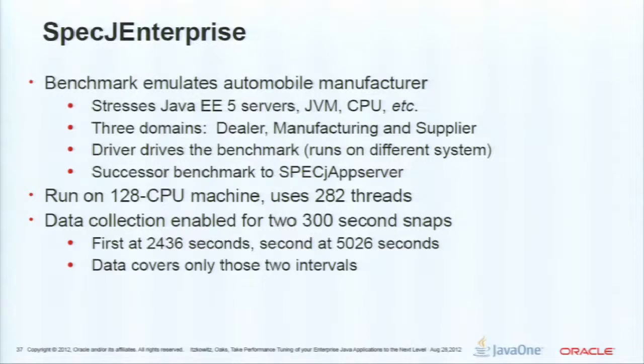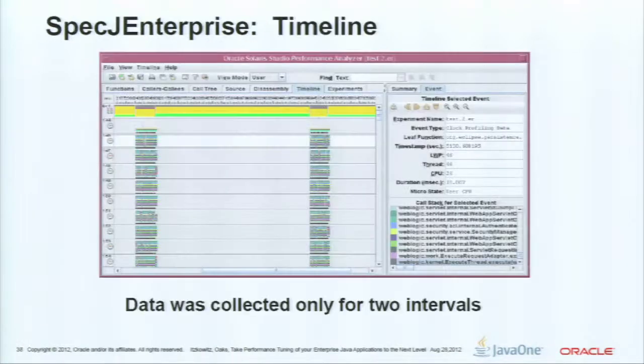So I'll talk about one more example, SPECjEnterprise. This is a benchmark that emulates an automobile manufacturer. It stresses servers, the JVM, CPUs, etc. It runs on a 128 CPU machine and does 282 threads. Basically, data collection was enabled in this run for two 300-second steps, and the data that you see only covers those intervals.